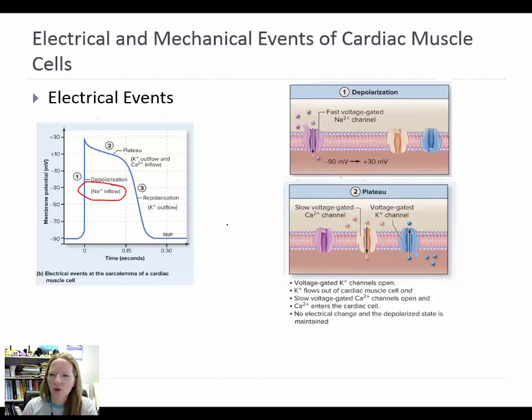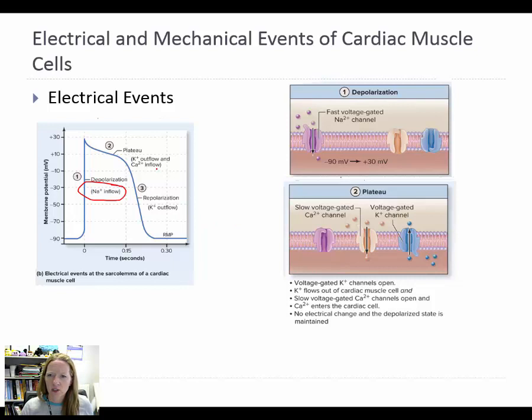But this plateau is going to really be key for once we take a look at refractory periods and sustained contraction, something that you don't want in a cardiac muscle. We'll take a look at that here in a second. But the reason why the slow voltage gated is important is because you do want this plateau. So you want it to slowly leak out.